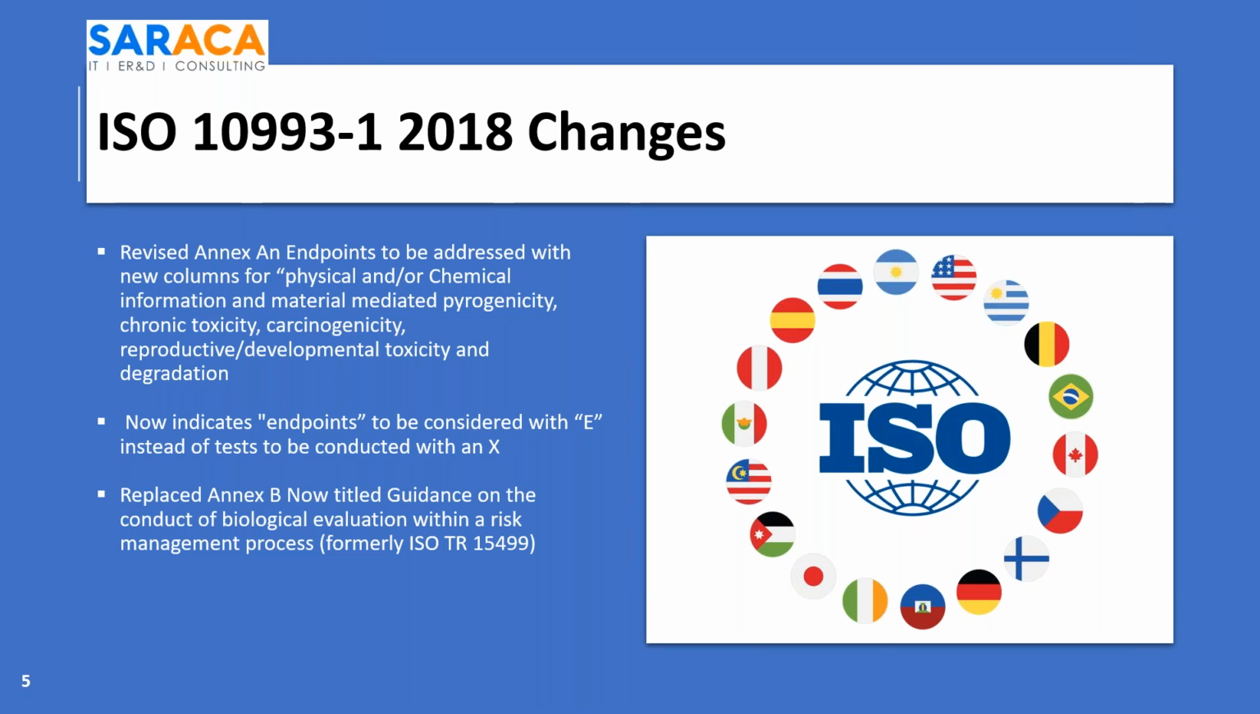Annex B was replaced and is now titled Guidance on the Conduct of Biological Evaluation Within a Risk Management Process. And that's formerly ISO TR 15499. It is now referenced as an ISO standard within the normative references. That means ISO 14971 is now part of 10993-1. And additional definitions for terms used throughout the 10993 series of standards have now been codified and made the same throughout the series.